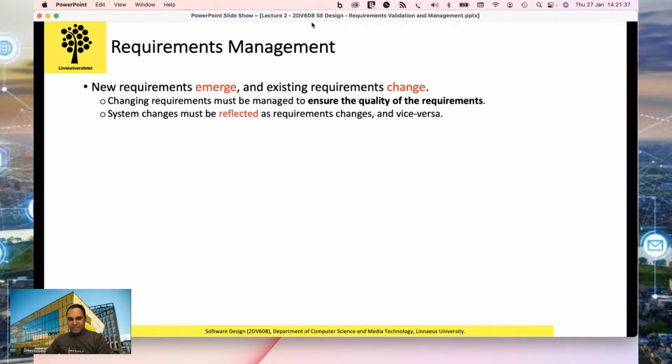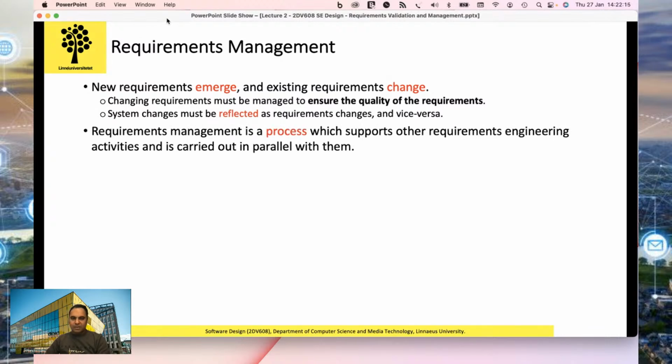Any changes in the requirements should be reflected in the system, and that's also true the other way. So any changes in the system that was planned originally should also be reflected in the requirements document. And if there is a lack of consistency, the maintenance team will suffer in the future, and that means the organization itself will suffer.